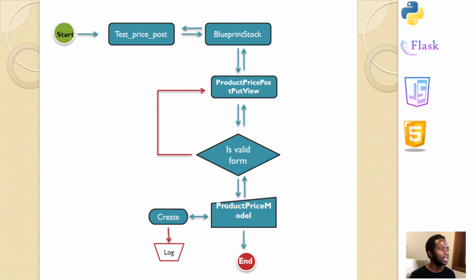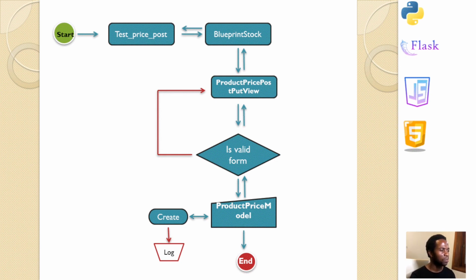From the blueprint, this information is going to be sent to the product price put view, where we define just two methods, which are post and put. Then this form is received here and validated. We verify if the form is valid, and if so we go to the next step. If not, we return an error to the test price post. So suppose that it's okay, so we go to the next step.